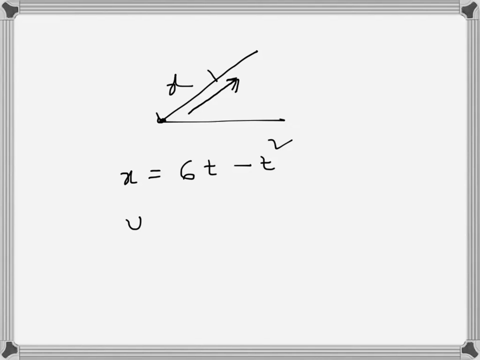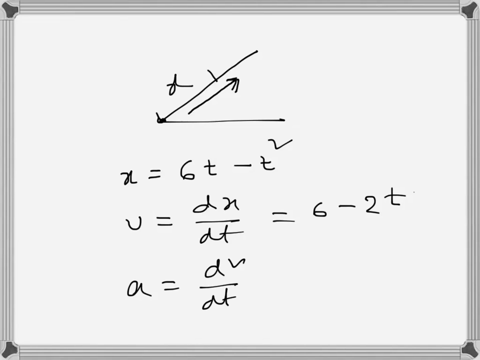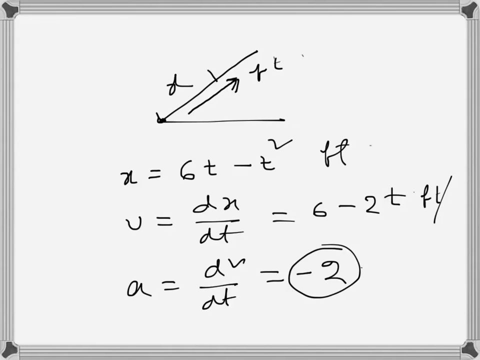So the velocity will be dx over dt, which will be 6 minus 2t, and acceleration will be dv over dt, or d²x over dt². So this will be minus 2. So this is a fixed acceleration downwards. If this is in feet, this is feet per second, and this will be feet per second squared. It's a downward acceleration.